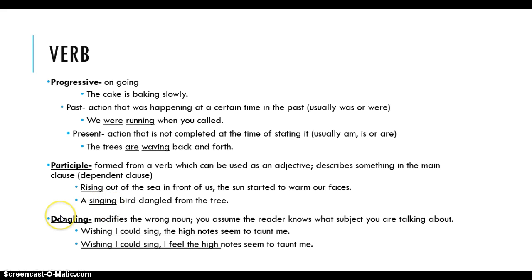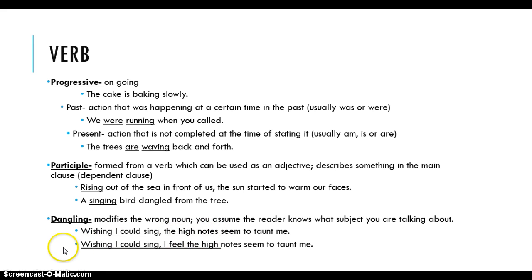Now, we can also have dangling participles. A dangling participle happens when you don't modify the correct noun. So if we look here: wishing I could sing, the high notes seem to taunt me. Well, our noun is the notes, but really we're not modifying the notes here. It's very unclear to the reader what we're actually modifying.